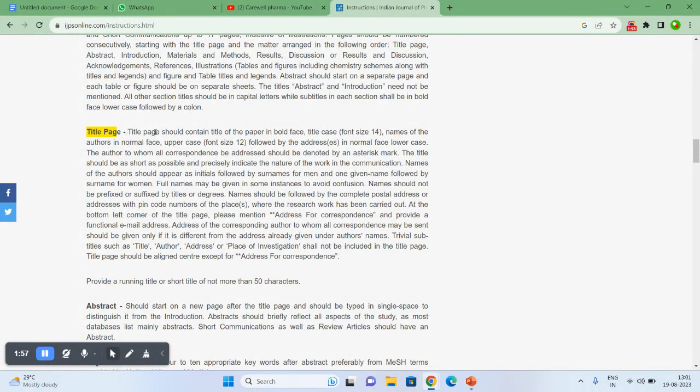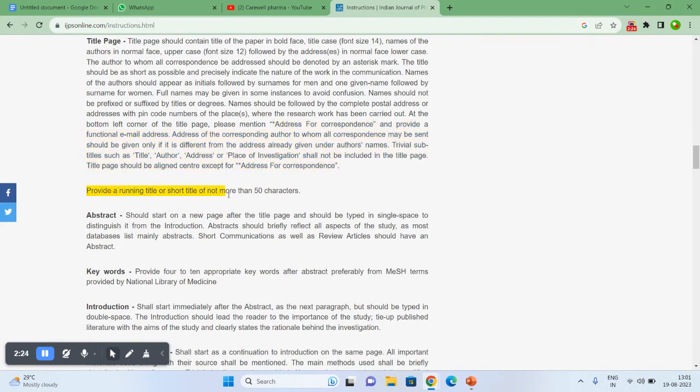Here it is given that the title page should contain the title in boldface, in 14 font size. Next, the names of the authors in 12 uppercase. The corresponding author is to be denoted by an asterisk mark, which is usually common. Then at the end of the page, they expect a correspondence address and a functional email address. Then they expect you to provide a running title of not more than 50 characters.